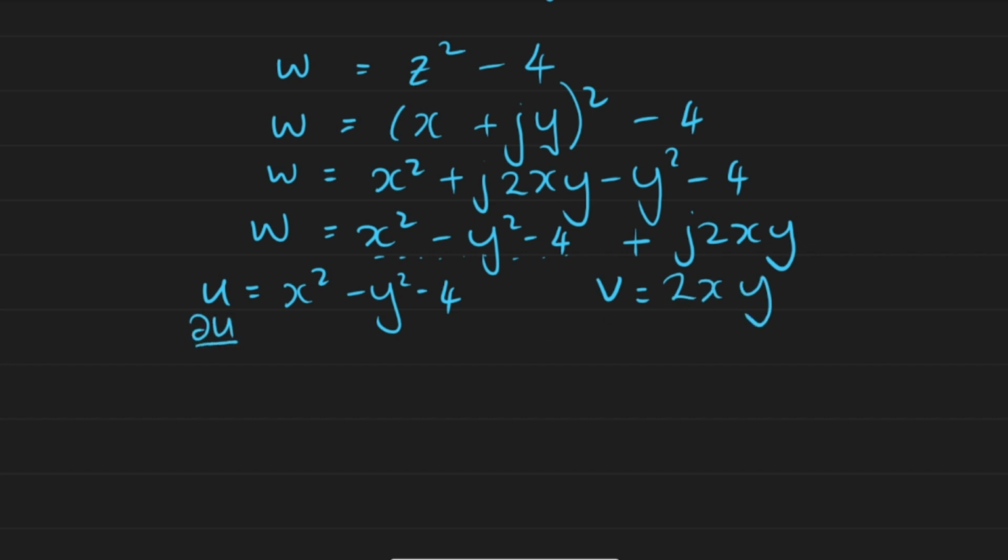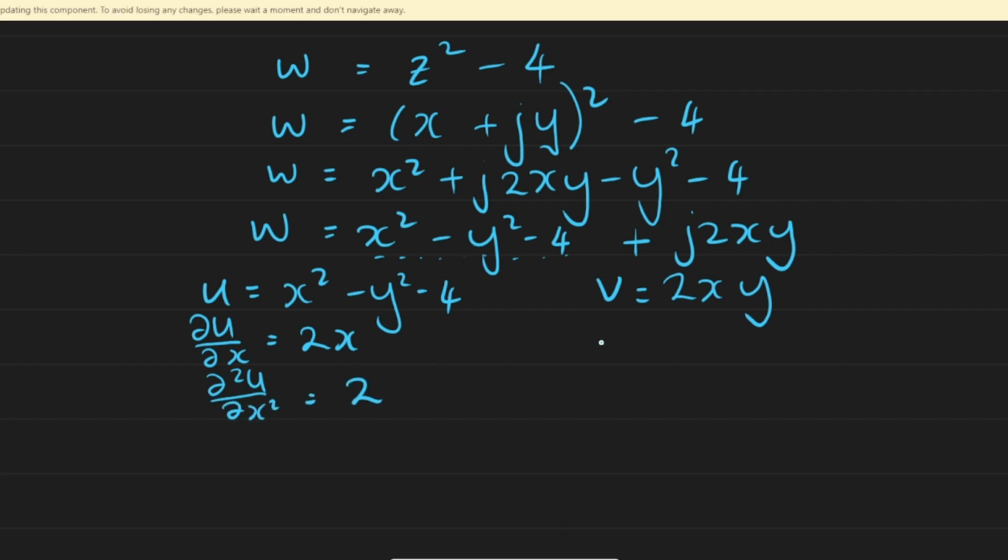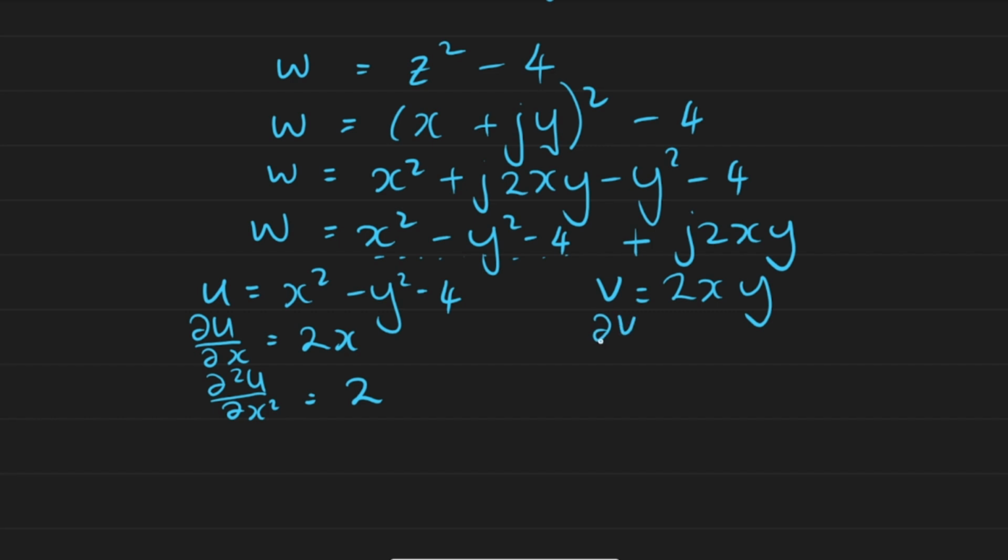So du dx is simply equal to 2x. The rest are treated as constants. The second derivative of u with respect to x is equal to 2. We do the same thing with v. dv dx is equal to 2y. Remember that x is treated as the variable. And the second derivative of v with respect to x is equal to 0, because y is treated as a constant. So this entire thing is a constant, therefore it's equal to 0.